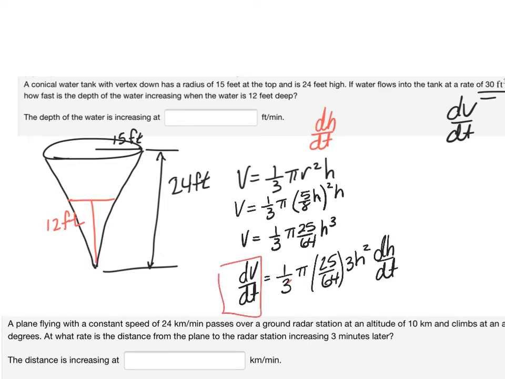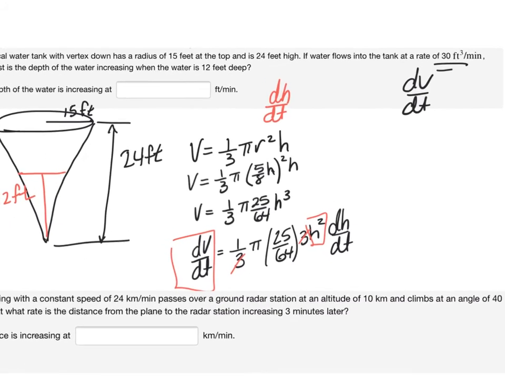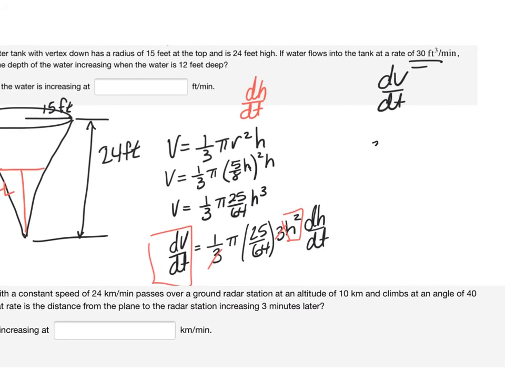I know what pi is. This 3 and this 3 cancel. And I also know what h is. So putting everything in that I know, I have 30, that's my dV/dt, is equal to 25 over 64 pi. And we want to look at this one. h is 12 feet, so it's 12 squared dh/dt.